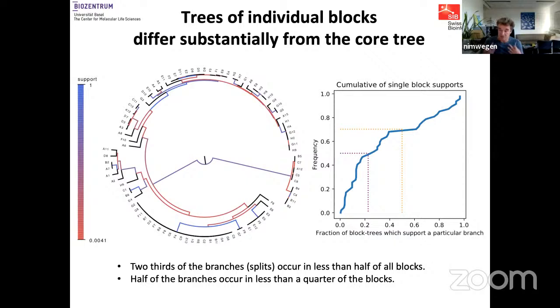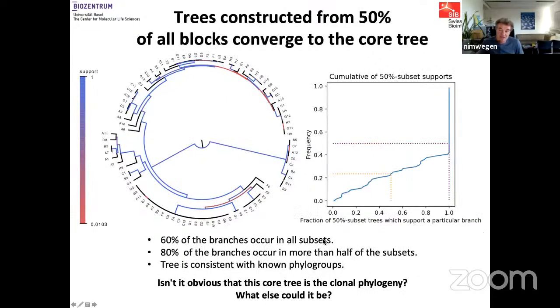So the trees that you get from the different blocks are not just very subtle differences from each other, there are really substantial differences. So this all suggests that there are many different phylogenies occurring along the alignment instead of one dominant phylogeny. But if you take any set of a large number of blocks and make a phylogenetic tree from this set, then those trees all look very, very similar.